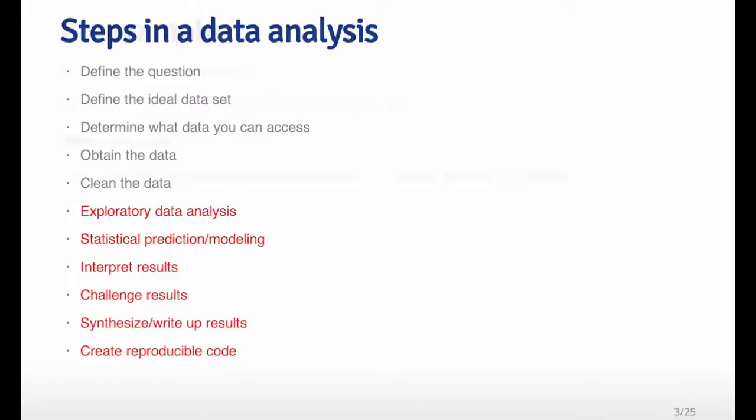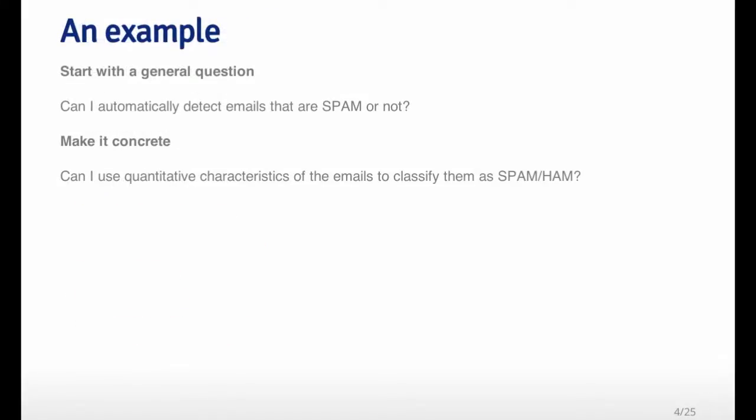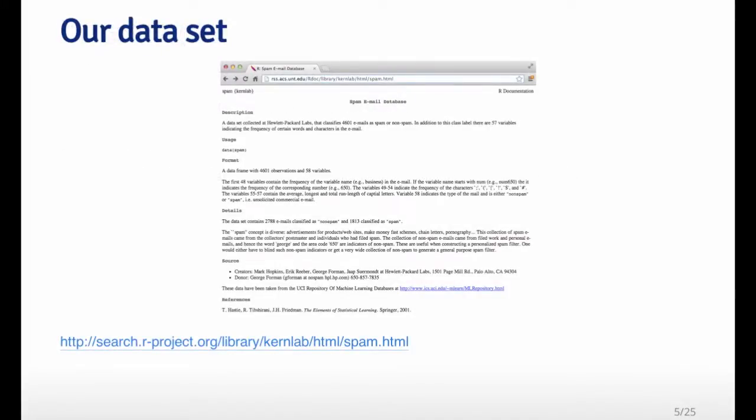and creating reproducible code. If you recall, the basic question was, can I automatically detect emails that are spam or not? A slightly more concrete version of this question that can be translated into a statistical problem was, can I use quantitative characteristics of the emails to classify them as spam or ham? Our data set, again, was from the UCI machine learning repository, which had already been cleaned up, and it was available in the kernlab package as a data set. This data set had 4,600 observations, or emails, that had been characterized along 58 different variables.